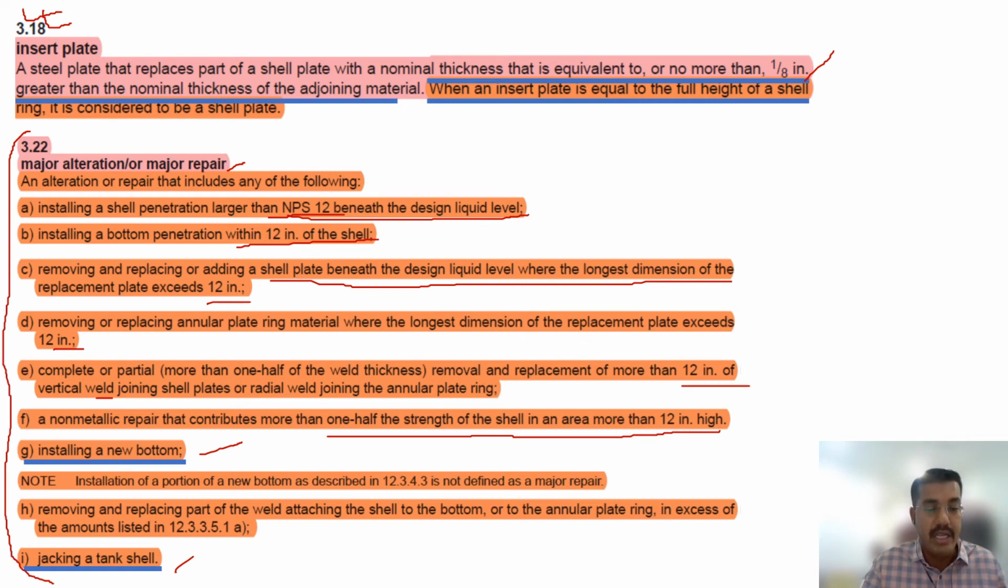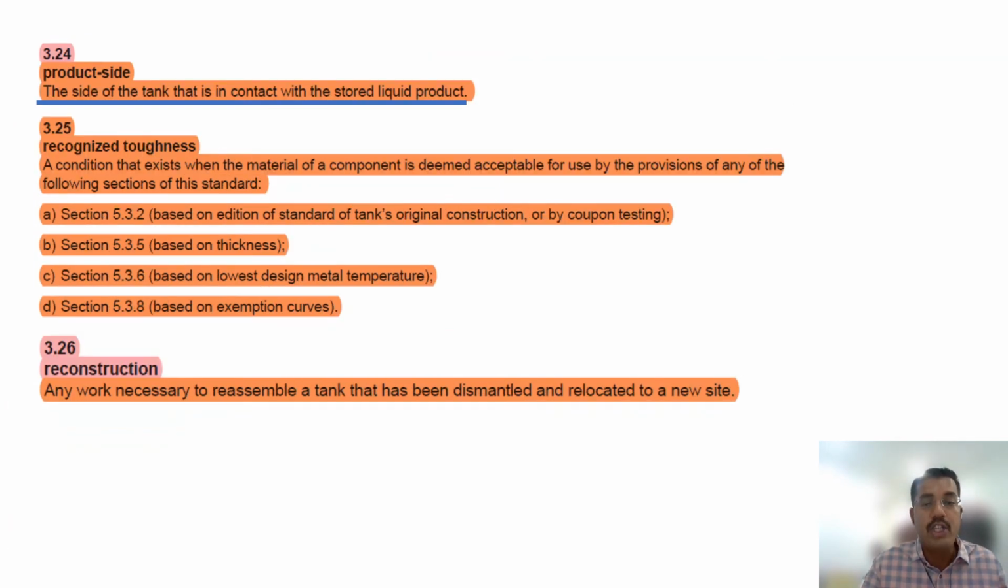You will find a question in API 653 where it mentions 12 inch, somewhere 13 inch, somewhere 11 inch, somewhere 12 inch above the design liquid level, and they will ask whether it is a major alteration or major repair or not. You need to identify that and find the correct answer. Product side means the inside of the tank is called product side. Soil side is the downside of the bottom plate. Recognize toughness.